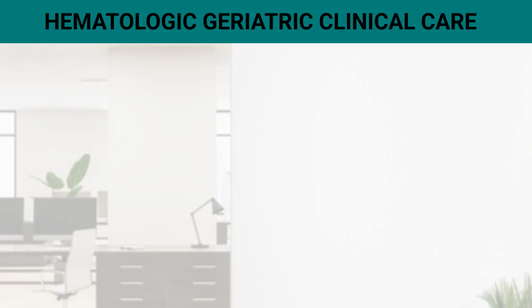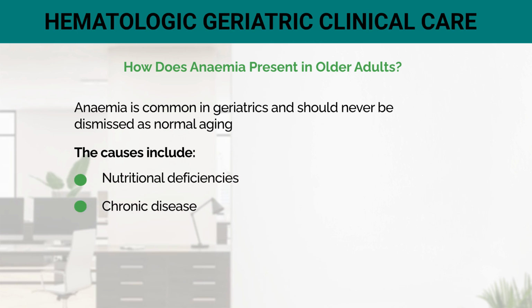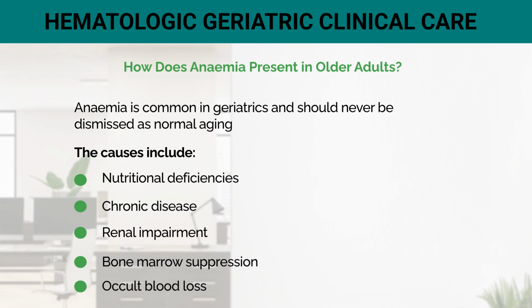Let's continue by seeing how anemia presents in older adults. Anemia is common in geriatrics and should never be dismissed as normal aging. Causes include nutritional deficiencies, chronic disease, renal impairment, bone marrow suppression, and occult blood loss.